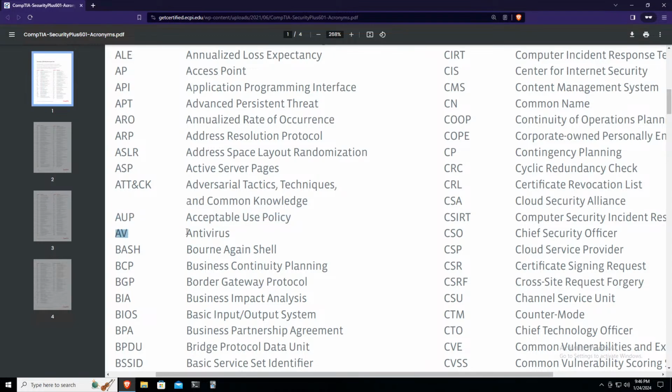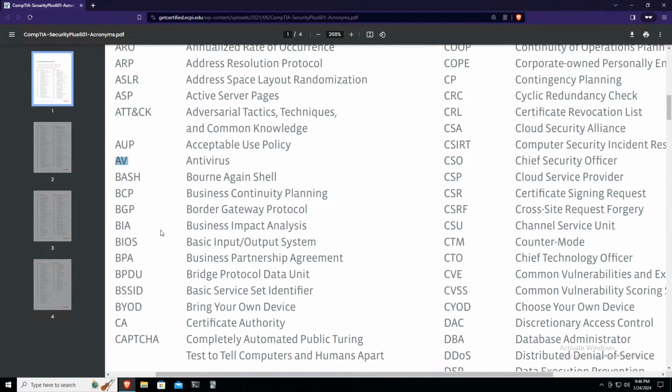AV, antivirus. This one is pretty straightforward. Antiviruses are extremely popular on both the end user side and enterprise side. Antiviruses are monumental in their abilities to detect and prevent systems from getting infected by malware or a virus or Trojans, and various other forms of attacks.